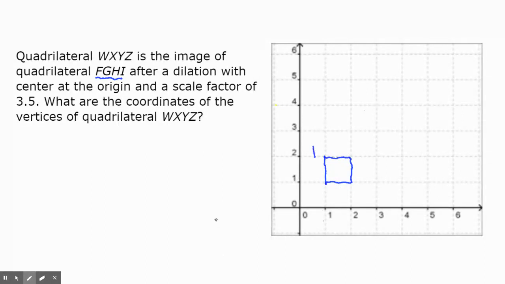And this F, G, H. No, that looks like a Q. Just bear with me. I. Okay, so that's our FGHI. So we are dilating, and the scale factor is 3.5.